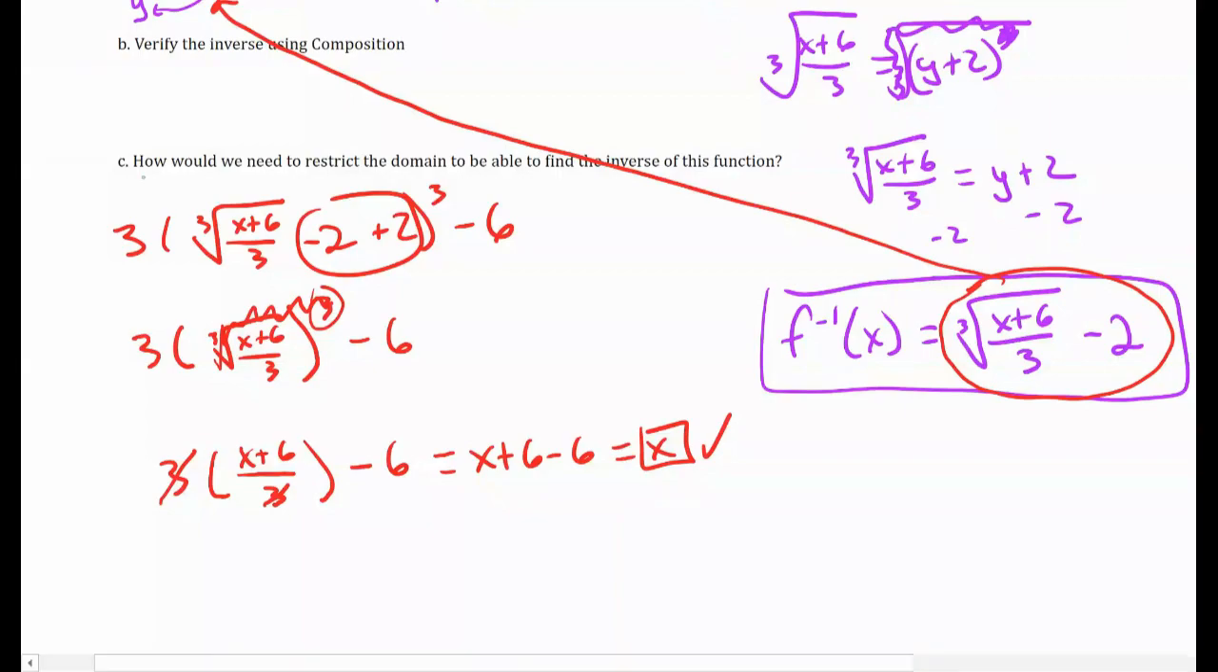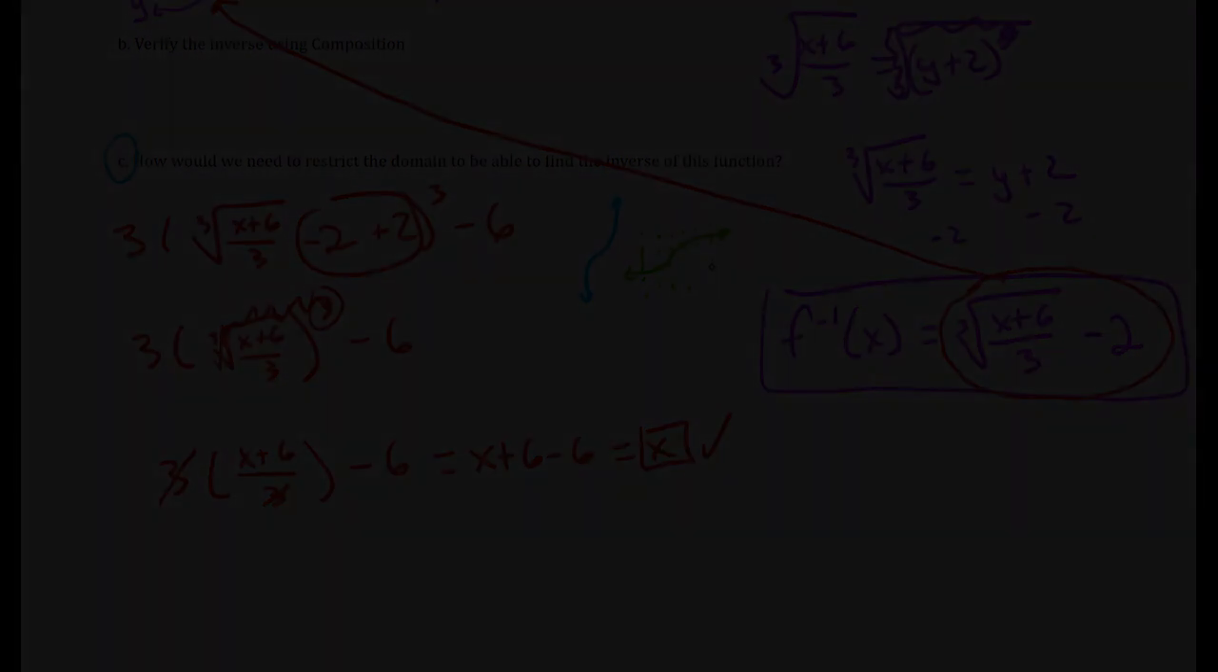The last question for C here says, how would we need to restrict the domain? Well, we don't need to restrict the domain because in this function here, if I were to graph that inverse, we would see that there is not a single input that has more than one output, or it passes the vertical line test. So we don't need to restrict the domain so that it is a function because it already is a function.